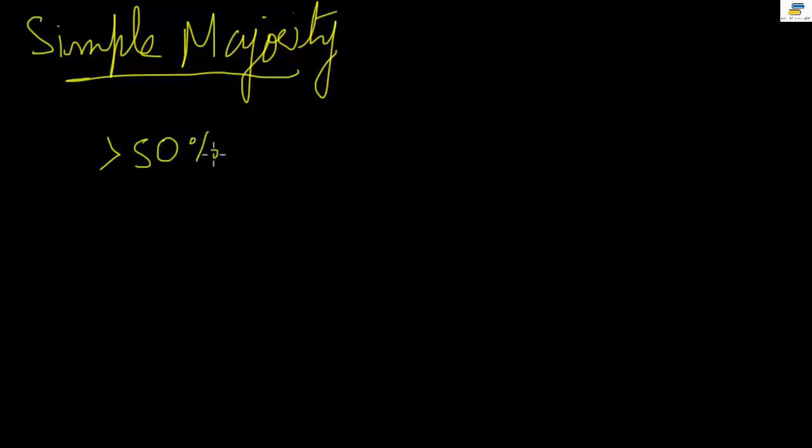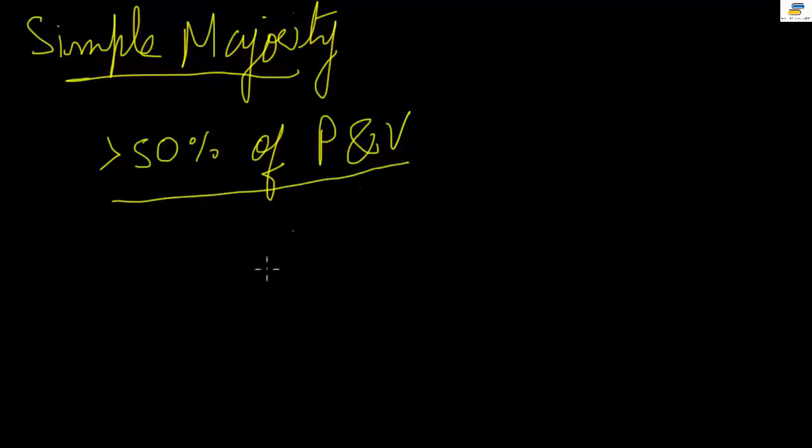So the first is simple majority. What do you mean by simple majority? As the name suggests, it is the simplest kind of majority. That means this is the kind of majority in which the lowest level of parliamentary strength is required. It simply means that the majority should be of more than 50% of present and voting members.